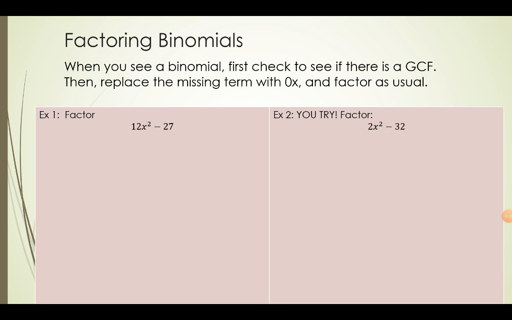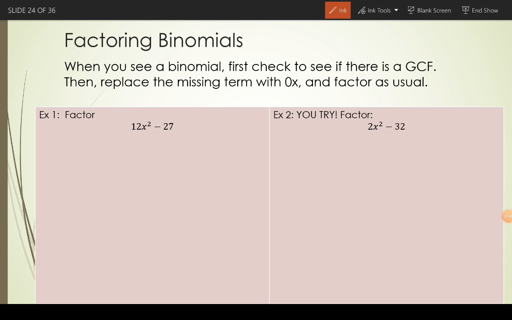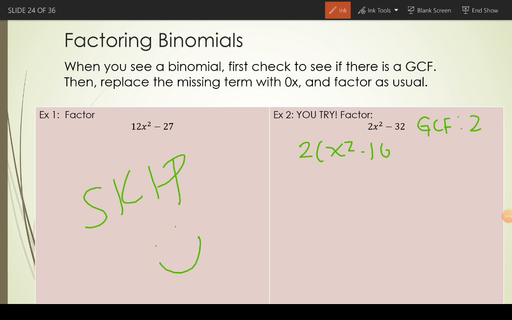Okay, I want you to try example 2. Go ahead and pause. All right, so the GCF here was 2. We're skipping this one, by the way, in the interest of time. So we take out a 2, and we're left with x squared minus 16.